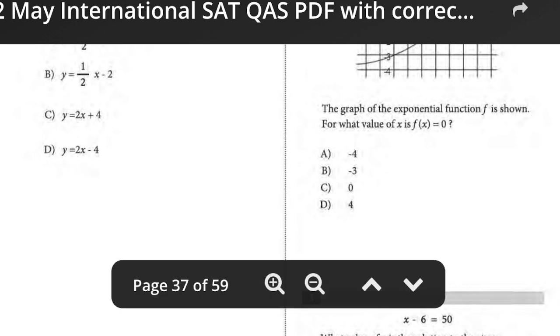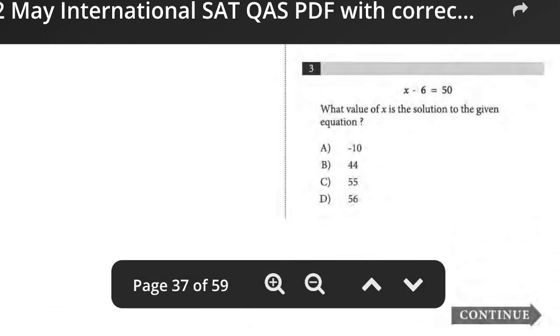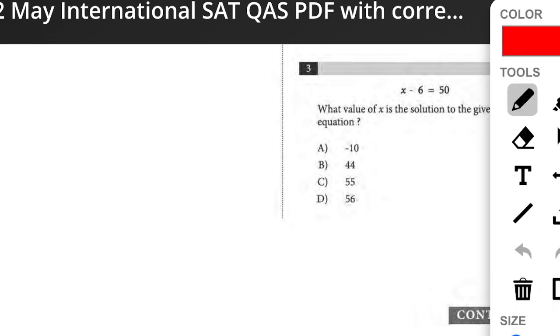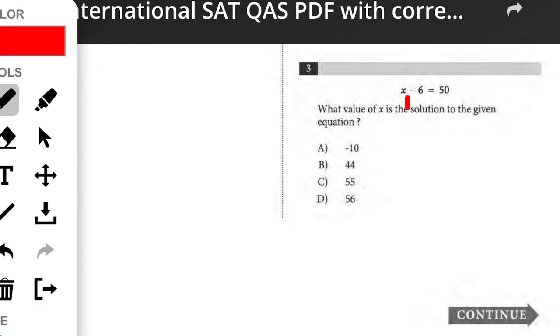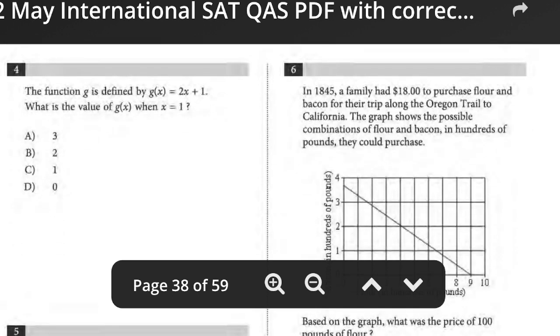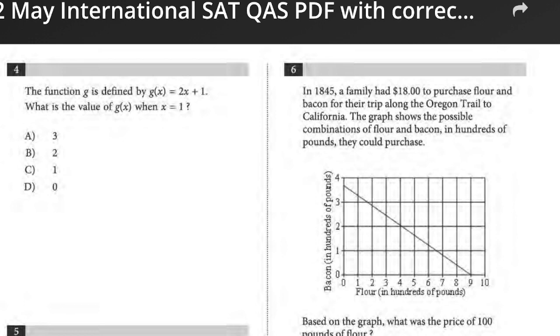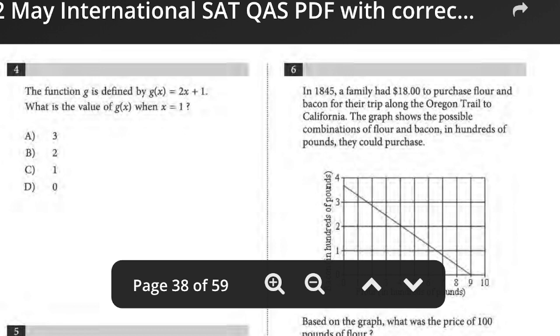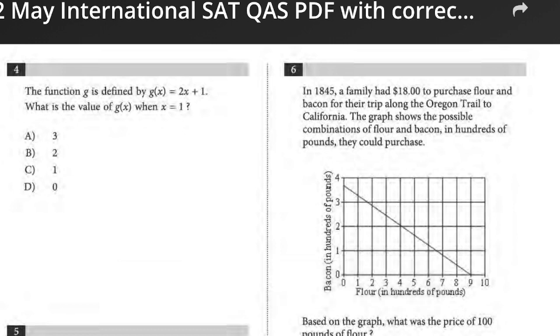All right. Number 3, what value of x is the solution to the given equation? Let's be honest, y'all, it's just plus 6. So 56. So number 3 is D. Pretty easy so far. Let's move on to number 4. This one says the function g is defined by g of x equals 2x plus 1. What is the value of g of x when x is equal to 1? So just plug in 1, so it's 2 plus 1, which is 3, so number 4 is A. It's too easy. But if you need any help, just let me know.